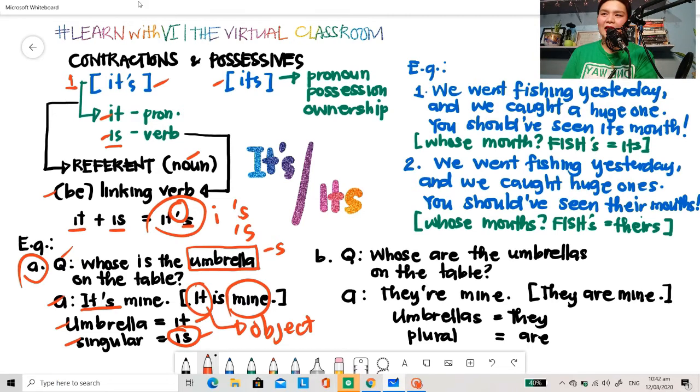now let's take a look at letter B, okay, for some modification. The question remains the same. However, the difference this time is the number in terms of the object. So the question is, whose are the umbrellas on the table? Now we're looking at a plural object, more than one umbrella.